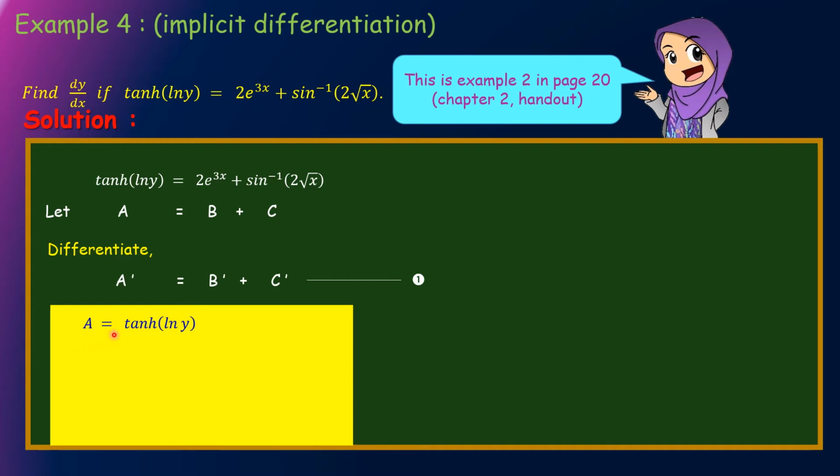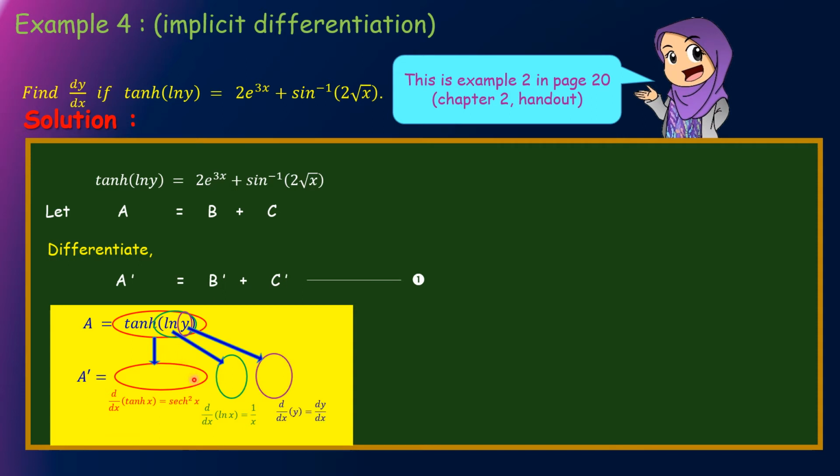Okay, our A is tan(ln y). This is not a multiplication function, but a composite function. So we never use the product rule. All we have to do is draw a circle and attach it to another circle, and the second circle we attach to another circle, and the third circle we attach to the third circle. And in between the circles must be a multiplication operation.